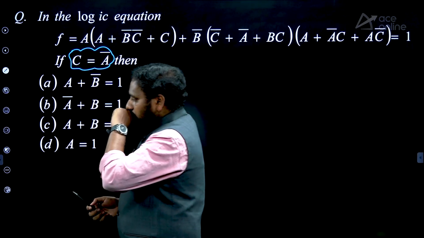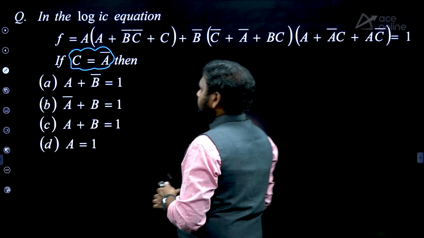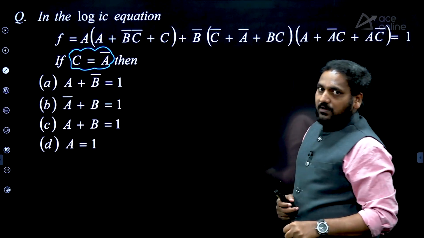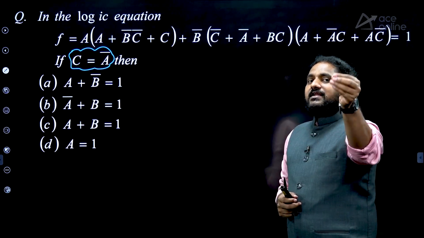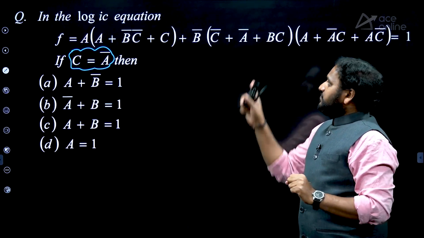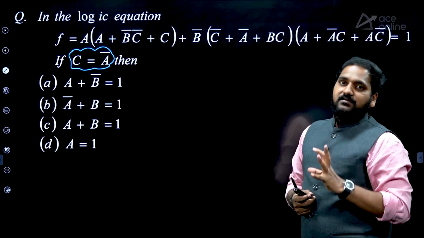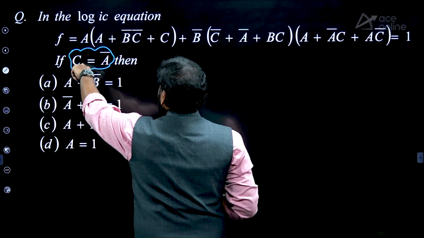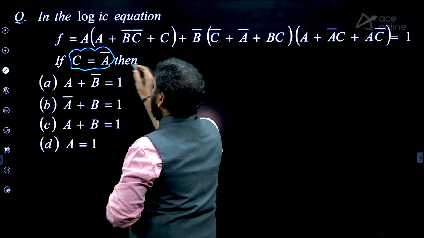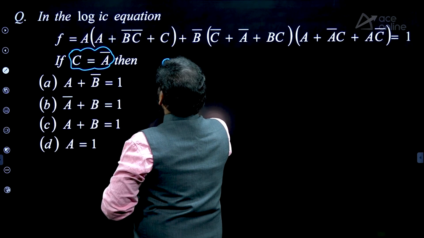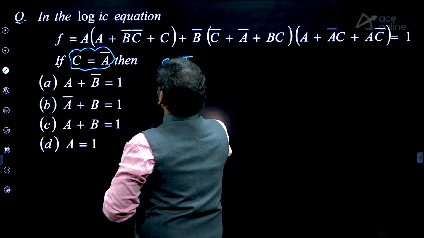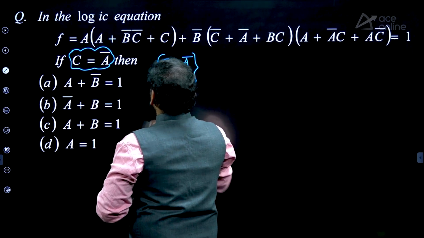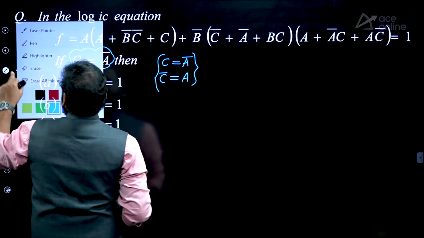If you observe all the options carefully, the options are available in terms of A and B. That means C and C bar have been eliminated from the expression. How, sir? Very simple. Wherever you see the letter C, you write A bar, and in place of C bar, you have to write A. Then the problem is solved. Okay? Very easy.